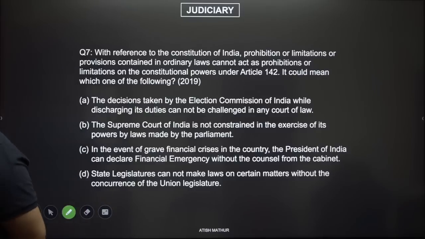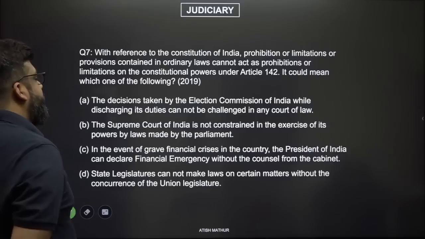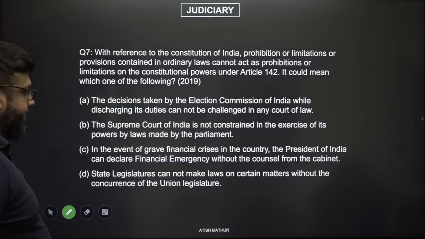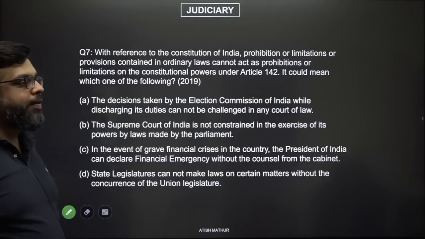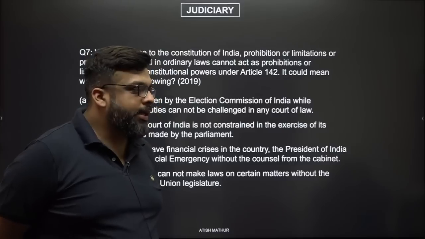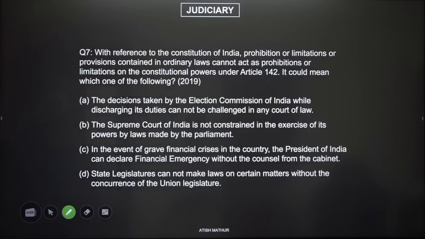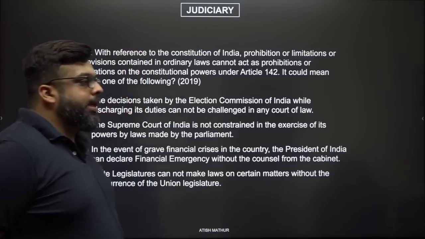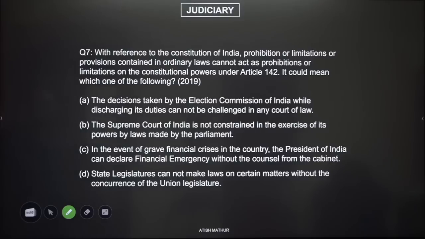A. Decisions taken by the Election Commission while discharging its duties cannot be challenged in a court of law. B. Supreme Court is not constrained in the exercise of its powers by laws made by the Parliament. C. In the event of a grave financial crisis in the country, the President can declare financial emergency without the counsel from the Cabinet. D. The legislatures cannot make laws on certain matters without the concurrence of the union legislatures.